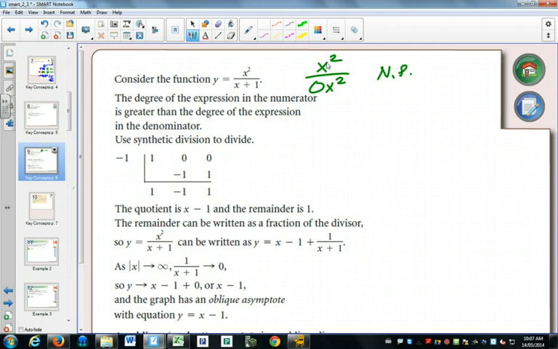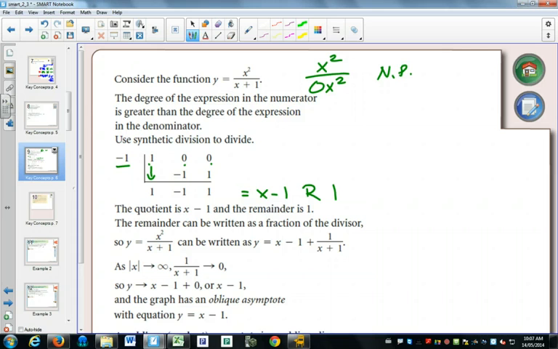What you do to find your oblique asymptote is you actually do the synthetic division. If I took x squared and divided by x plus 1, I have 1x squared, no x's, no constant. You do 1, 0, 0. You're dividing by x plus 1, so we put the opposite value here. Bring this number down. 1 times negative 1 is negative 1, add. Negative 1 times negative 1 is 1, add. And you get as an answer x minus 1, remainder 1.